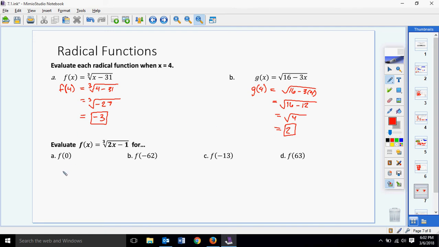So let's come down here and practice some more. If at any point you want to pause the video and see if you get the correct answer, please do so. I would be more than thrilled if you did that. F of 0. So all you do is plug in 0 for x.